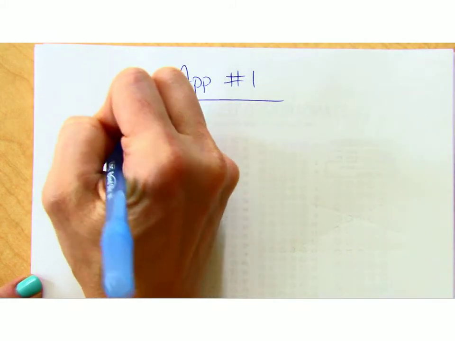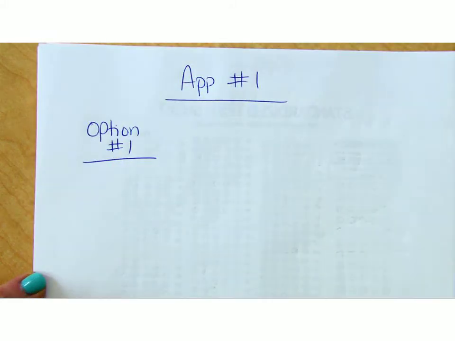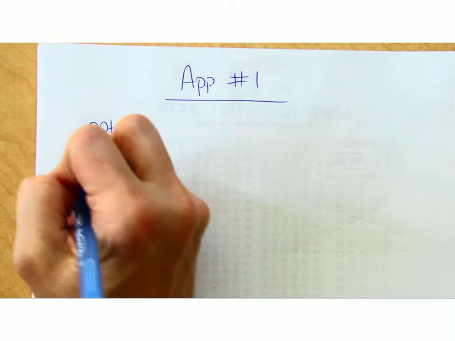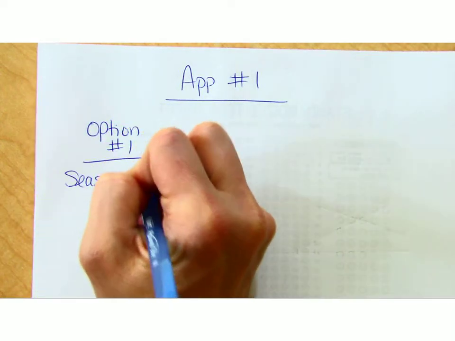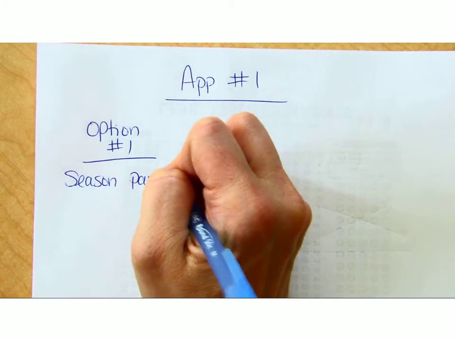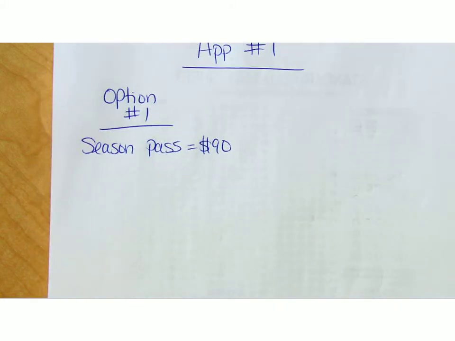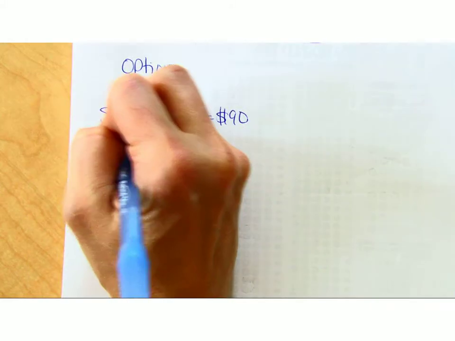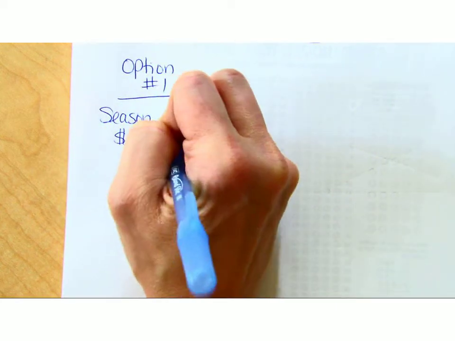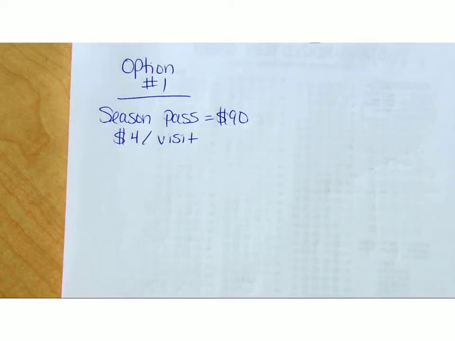When you go, there's 2 options of ways to pay. So option number 1 is season pass holder. So let's say you are a season pass holder, and that's going to cost you a one-time $90 fee. But every time you go, it's only going to cost you $4 per visit, which isn't too bad. $90. So option number 1 is pay $90, but then every time you go, you only pay $4.